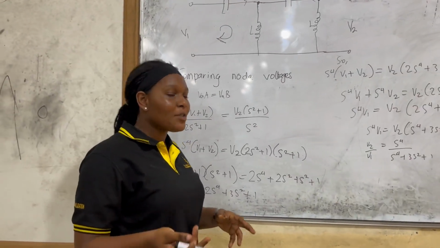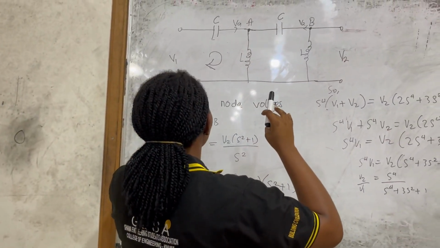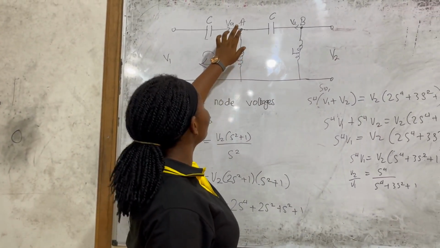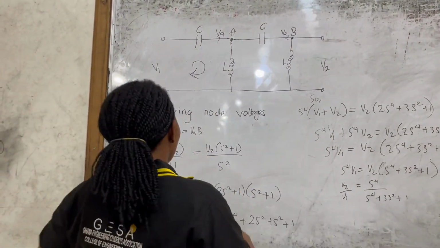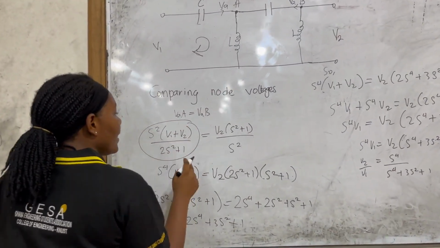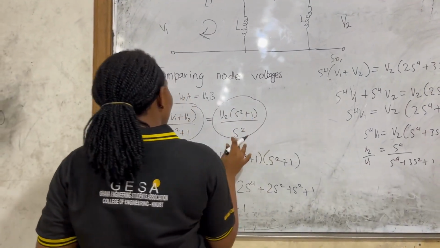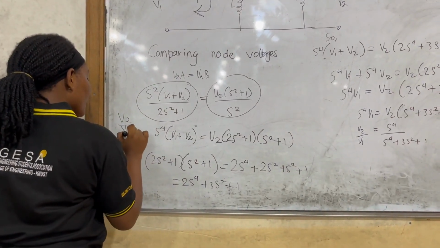Okay, so moving forward, we're now going to compare the load voltages. Comparing VA that we have with respect to node A, with VA that we have with respect to node B. So when we're comparing these two, we know that this is what we have from node A, and this is what we have from node B. So we're going to compare the two, and we're going to make V2 over V1 the subject.